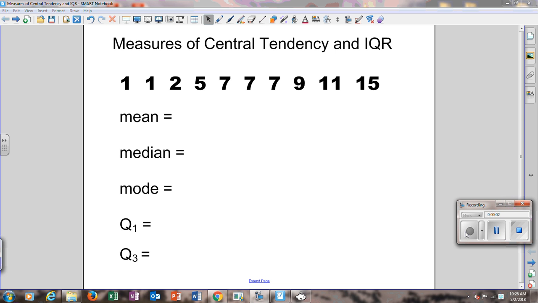Okay, so today we're going to do measures of central tendency and IQR. That stands for interquartile range. All right, so most of you have probably heard mean, median, mode, right?